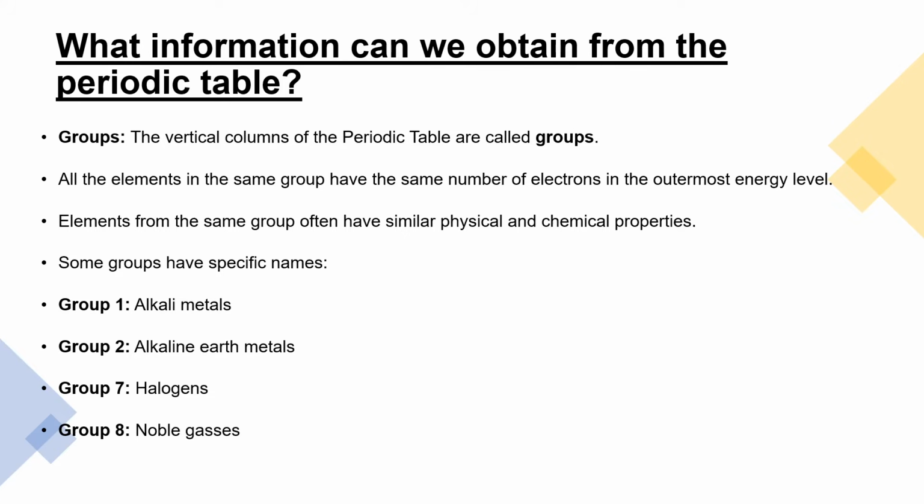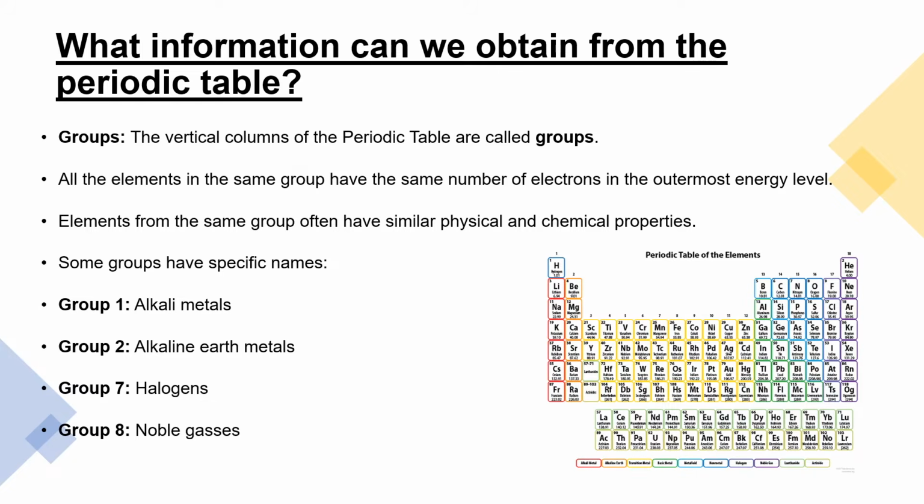Let's start with the groups. They are the vertical columns on the periodic table. All the elements in the same group have the same number of electrons in the outermost energy level. Those are called valence electrons. Elements of the same group will have similar physical and chemical properties, but there are 4 groups that have specific names which you must remember.